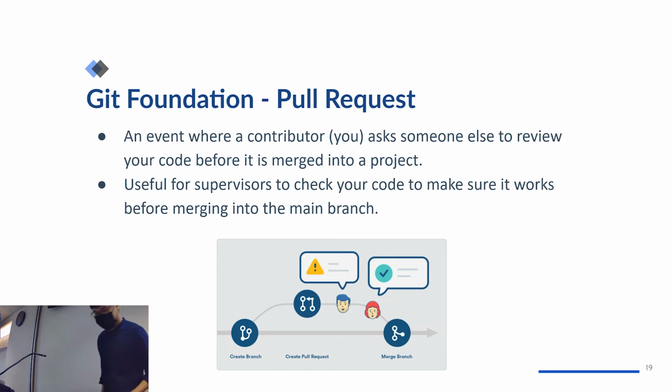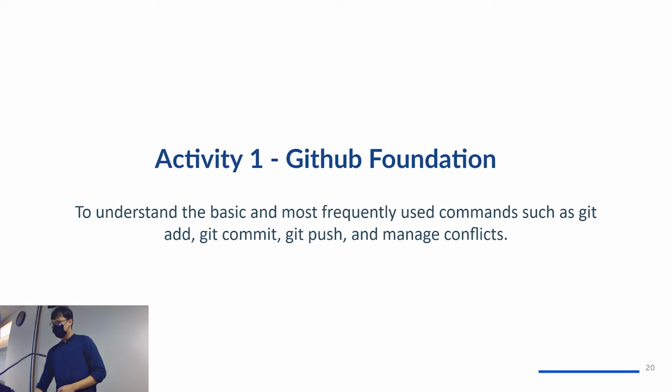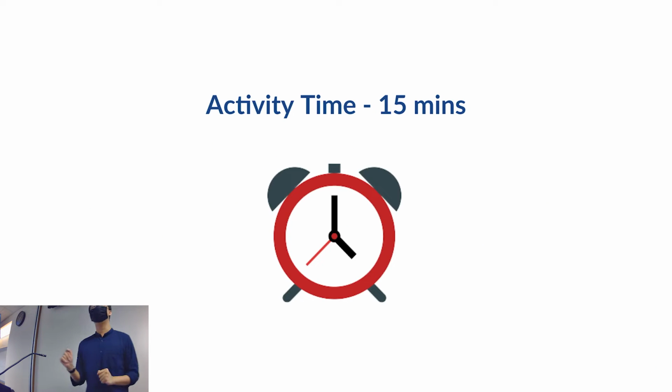Okay, next portion. We're going to start with our activity 1. Here we're going to talk about how to make use of our most frequently used commands, such as git add, git commit, git push. So let's begin. We have 15 minutes to perform this activity. Give me your very best.